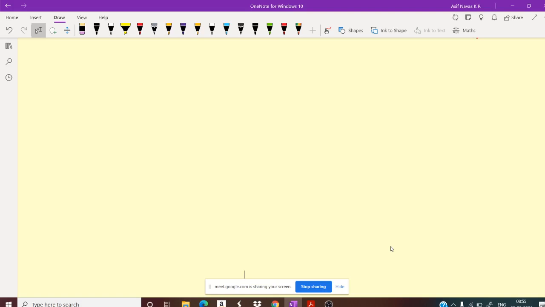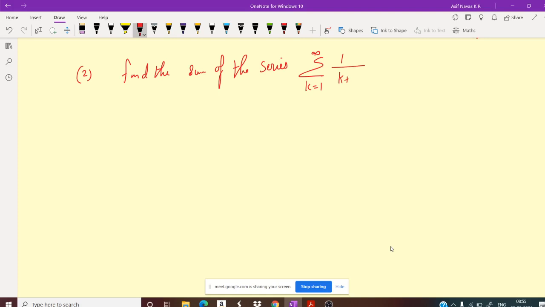So next problem, same problem. Find the sum of the series sigma k equal to 1 to infinity 1 by k plus 3 into k plus 4.